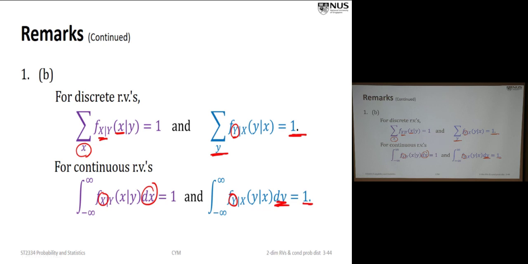Let me remind you one more time. Although I write it like that, remember, this is a PDF. It may take a different form, or maybe they just tell you one form, but it's only valid for a certain region of y, for example. Then outside that region, it's understood that the PDF is 0. So in other words, there are two forms. One is the form given to you. The other is understood to be 0 over the region not covered by the given form.